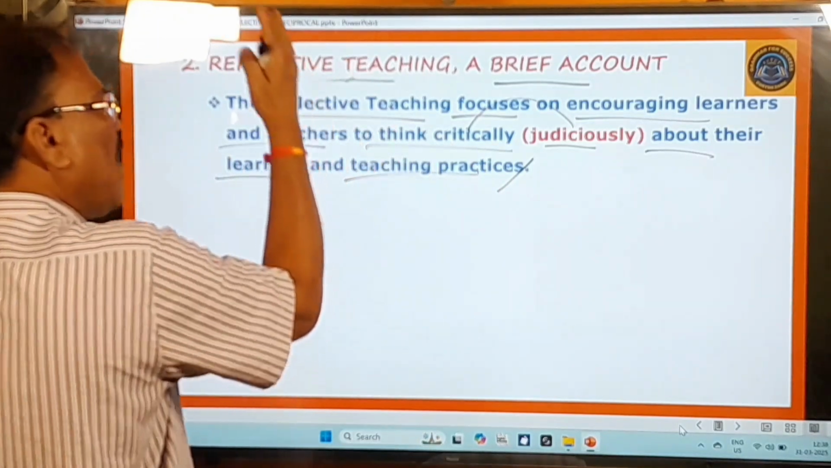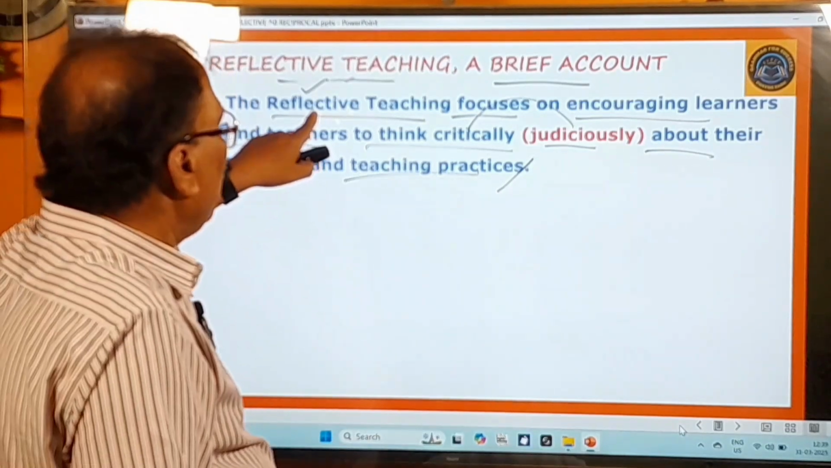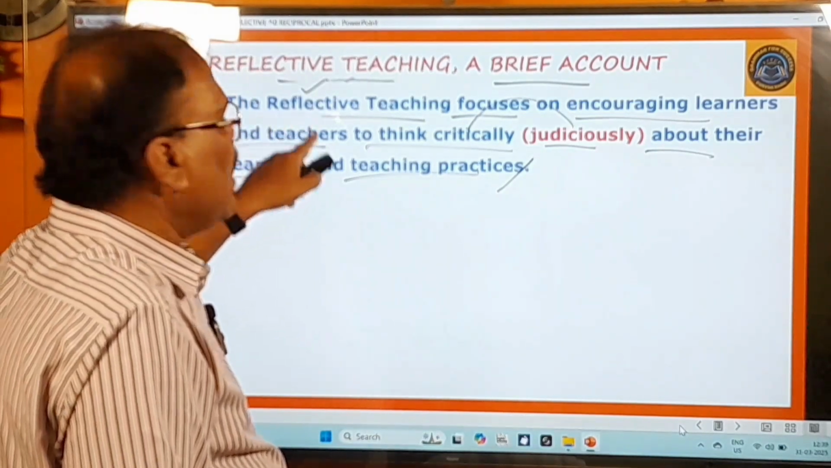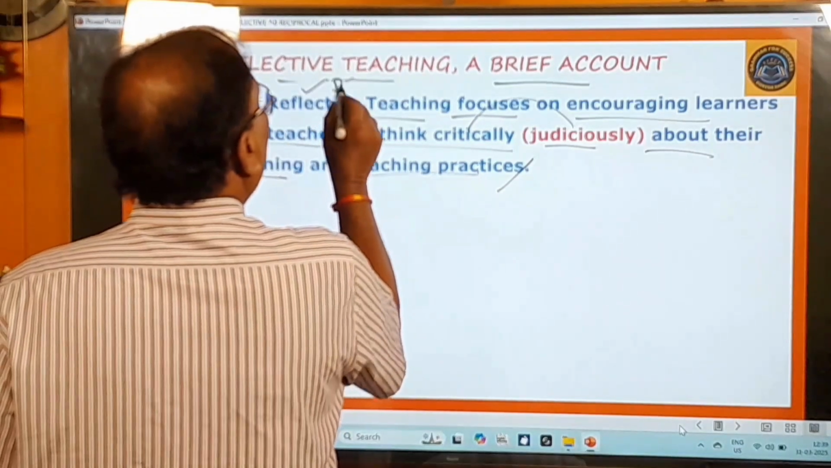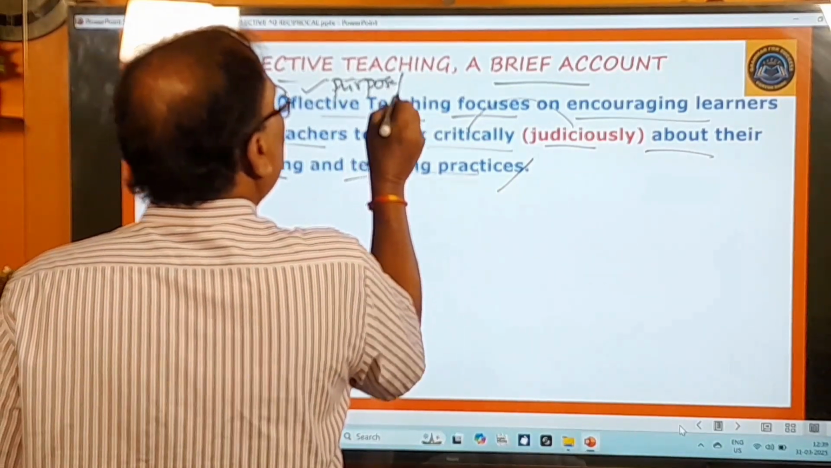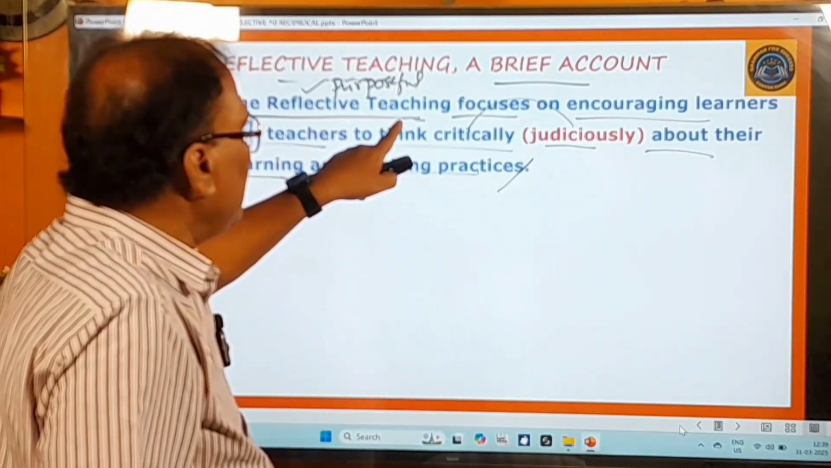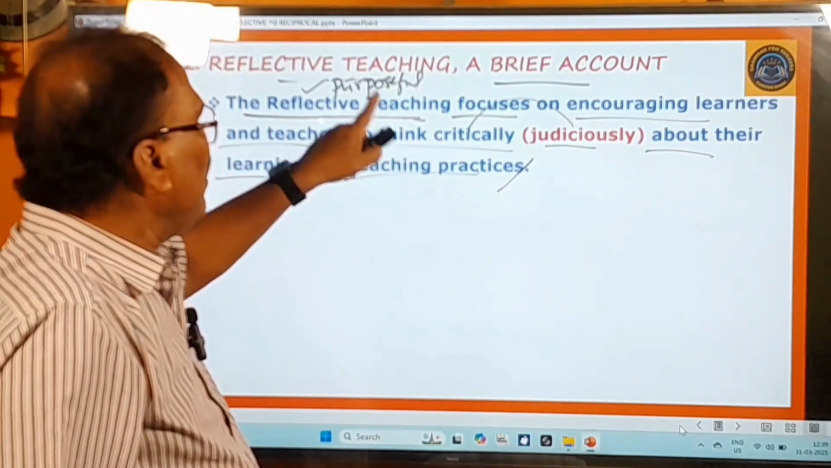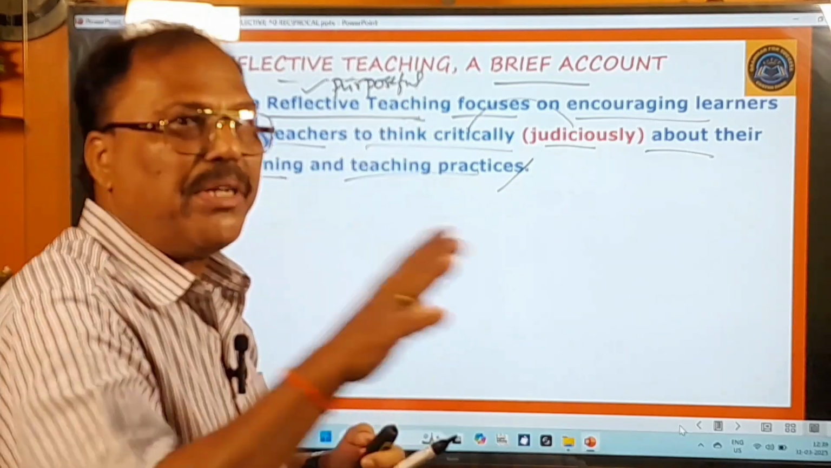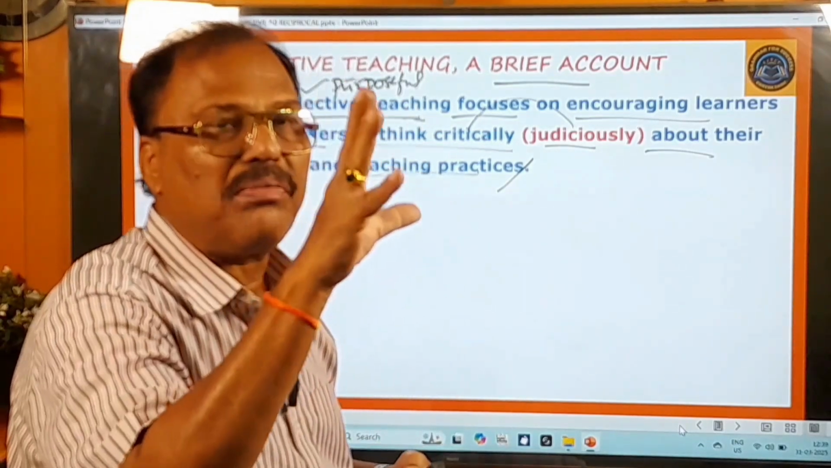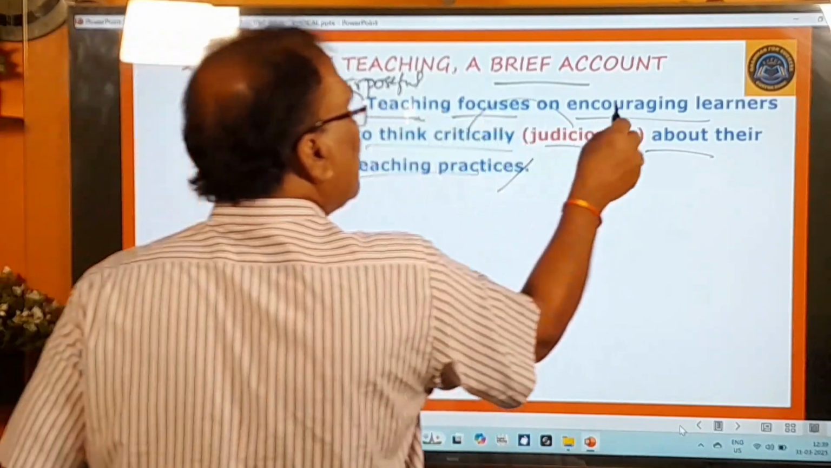And what is the actual meaning of this? Reflective means thoughtful, insightful. But here, don't take that meaning, but let us take its figurative meaning. What is its figurative meaning? Reflective means purposeful. Let us take purposeful. This reflective teaching is nothing but purposeful teaching. This purposeful teaching is fully committed to achieving the goal. That is it.